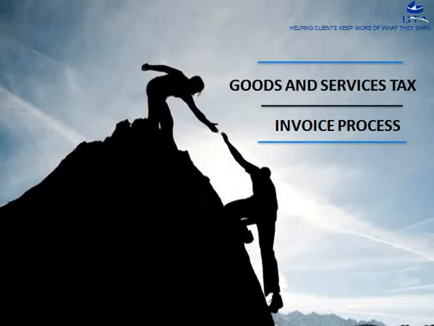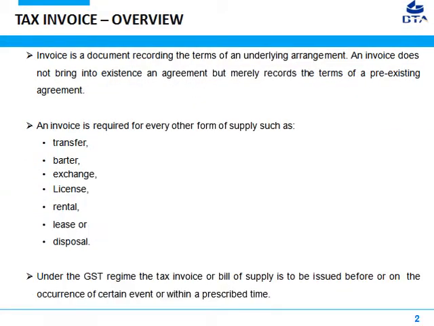This PPT discusses the process of issuance of the most important credit control document, that is invoice, under various circumstances in the GST regime. A tax invoice is a document issued by the supplier to the recipient of goods or services wherein the description of the supply, value, quantity, tax charged and such other particulars as may be prescribed are mentioned.